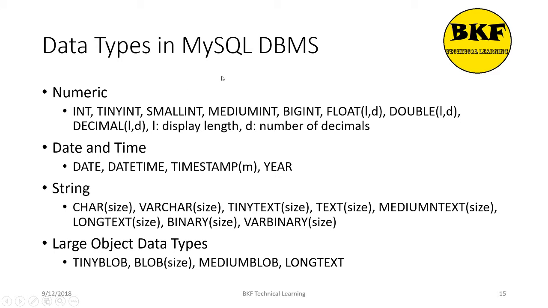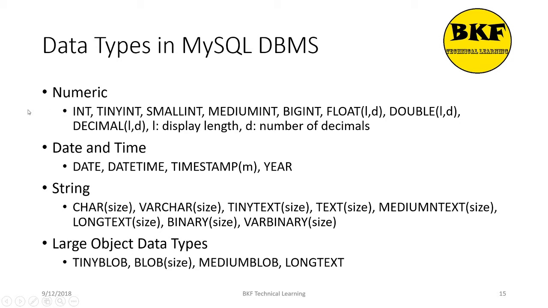Now data types in MySQL DBMS. Now there are 4 main types: numeric, date and time, string, and large object data types. Numeric deals with numbers, date and time deal with the date, timestamp, and all those things. String deals with the textual data, and large object data types deals with the other kind of data like your text files, your images, and your videos.